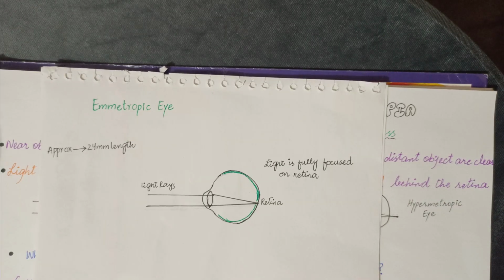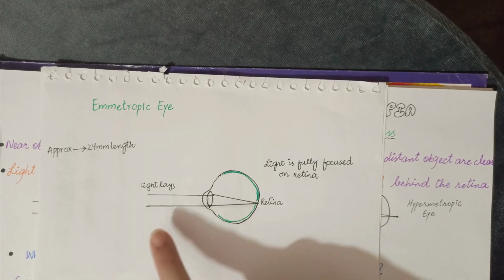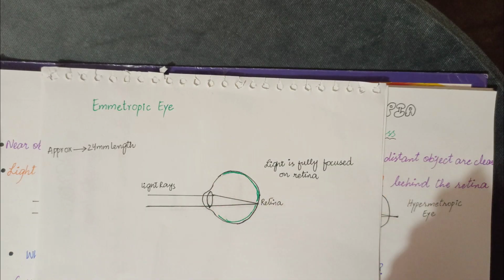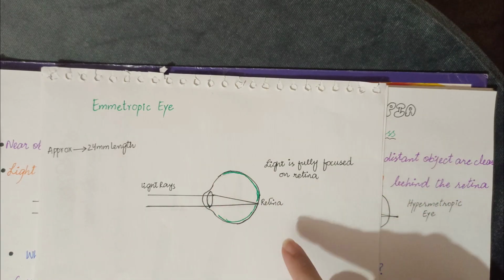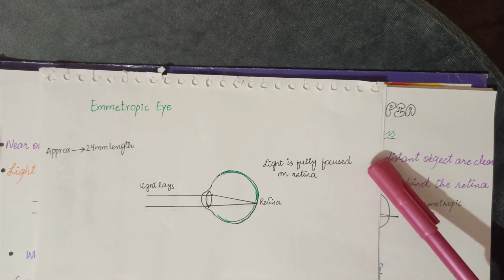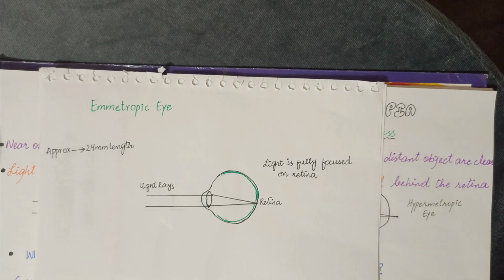In an emmetropic or healthy eye, the light rays coming from a distant object are perfectly focused on the retina. It means light is fully focused on the retina and the person can clearly see near as well as far objects. But what if some abnormal changes occur in an eyeball? These changes can lead to refractive errors, for example, myopia and hyperopia.